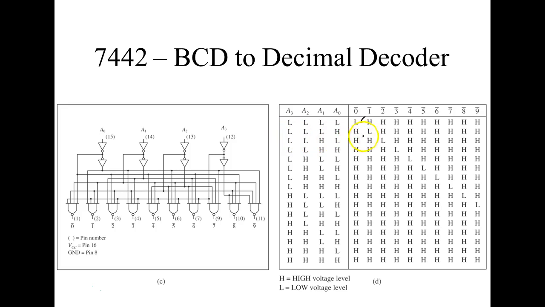Here this would be a 1. The 1 output went low. Here would be a 2. The 2 output went low. Here would be a 3. The 3 output went low. Here would be a 4. The 4 output went low. And you can see it does all the way until we get to 9.